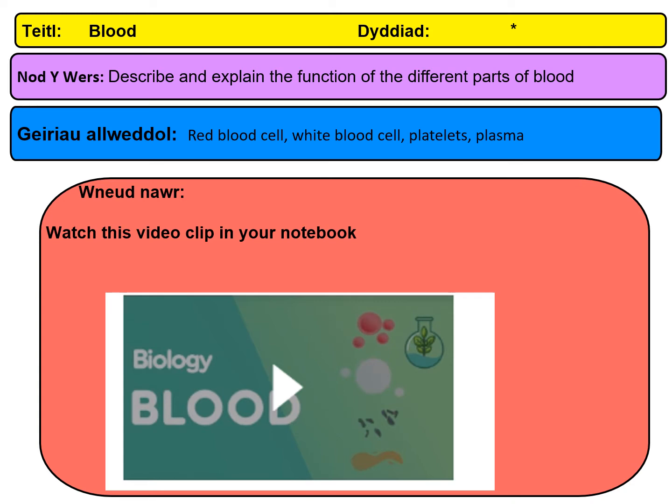Our title for the first part is blood. Our learning objective: describe and explain the function of the different parts of blood. Our keywords are red blood cell, white blood cell, platelets and plasma.